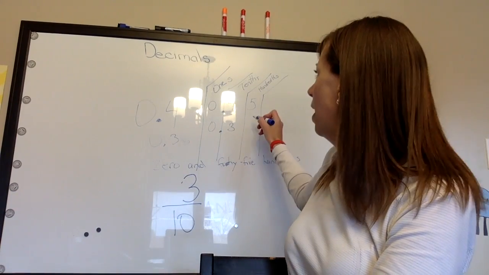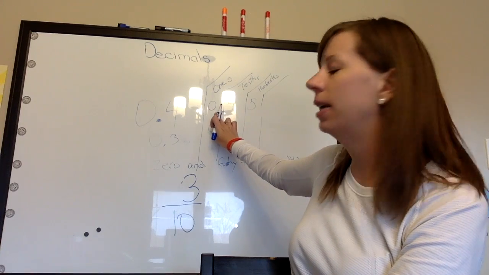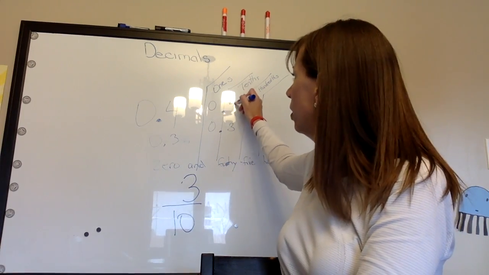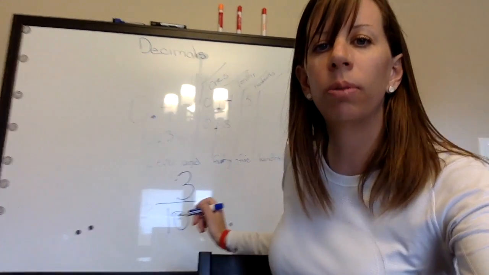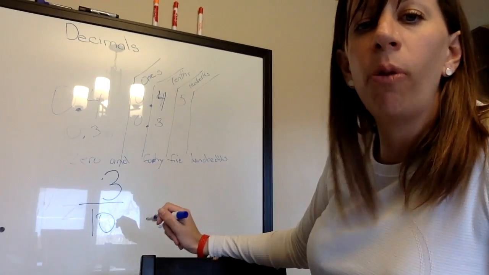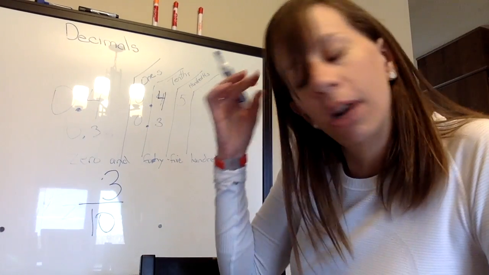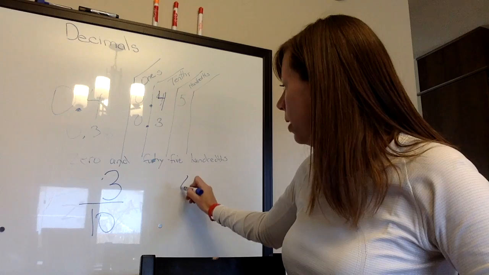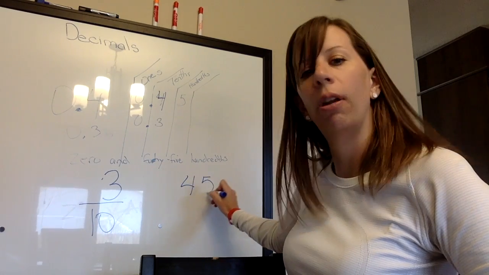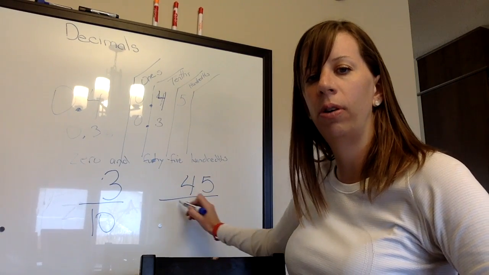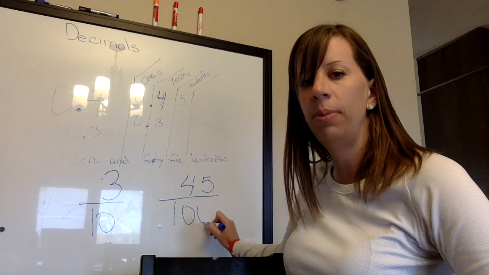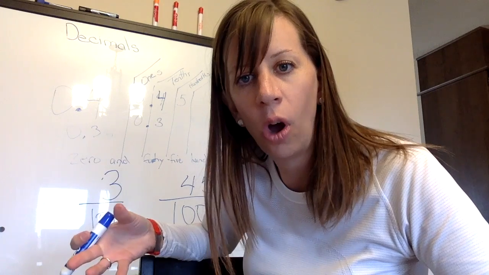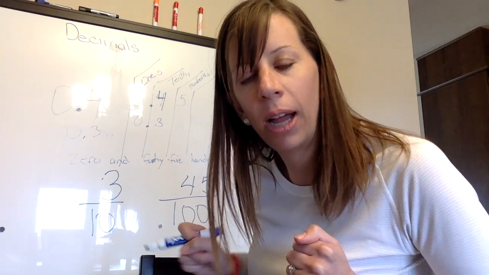Okay, now if you see this one up here, right now I have 0 and, oh, it's really hard to see, but it's a 4. Can you see it? No, obviously not. There it is. 0 and 45 hundredths. So when you hear 45 hundredths, you just write it down like this in a fraction. 45 hundredths.